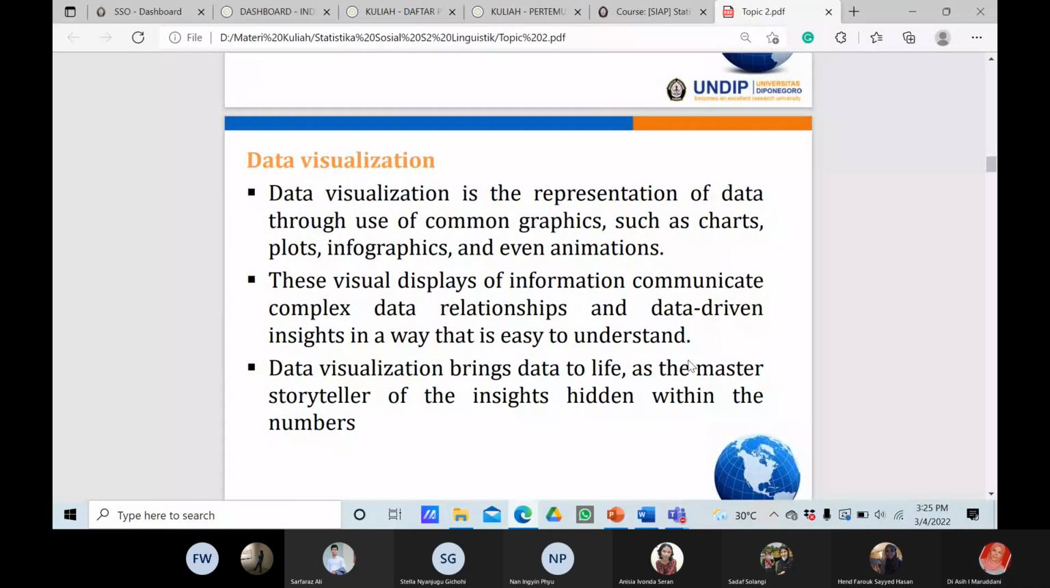And the definition of visualization is the representation of data through the use of common graphics such as charts, plots, infographics, and even animation. These visual displays of information communicate complex data, relationships, and data-driven insight in a way that is easy to understand. Data visualization brings data to life as the master storyteller of the insight hidden within the numbers.